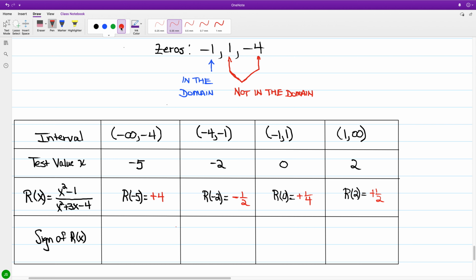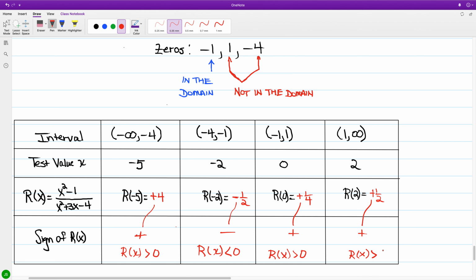In terms of the sign of r of x, anything that I plug in less than negative 4 gives a positive sign value, whereupon r of x is greater than 0. Anything that I plug in that is greater than negative 4 and less than negative 1 gives a negative output, where our rational function will be less than 0. And for the last two subinterval sections, we're going to have positive outputs. So r of x is greater than 0.